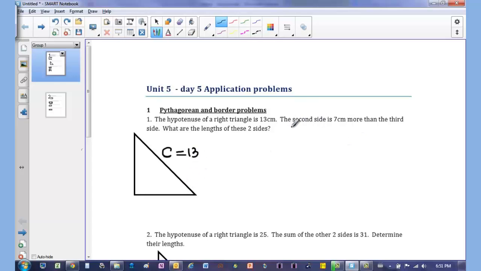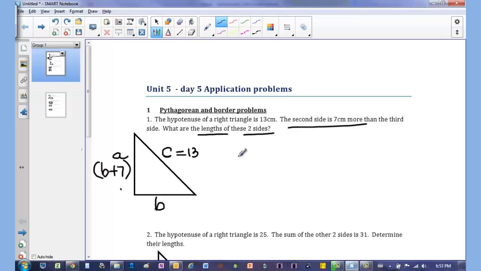One of the sides, let's say the second side, is 7 centimeters more than the third side. Let's say that this side is A. The side that we would label as A, we know is 7 centimeters more than B, so we could write it as B plus 7. We are asked to find the lengths of these two sides.